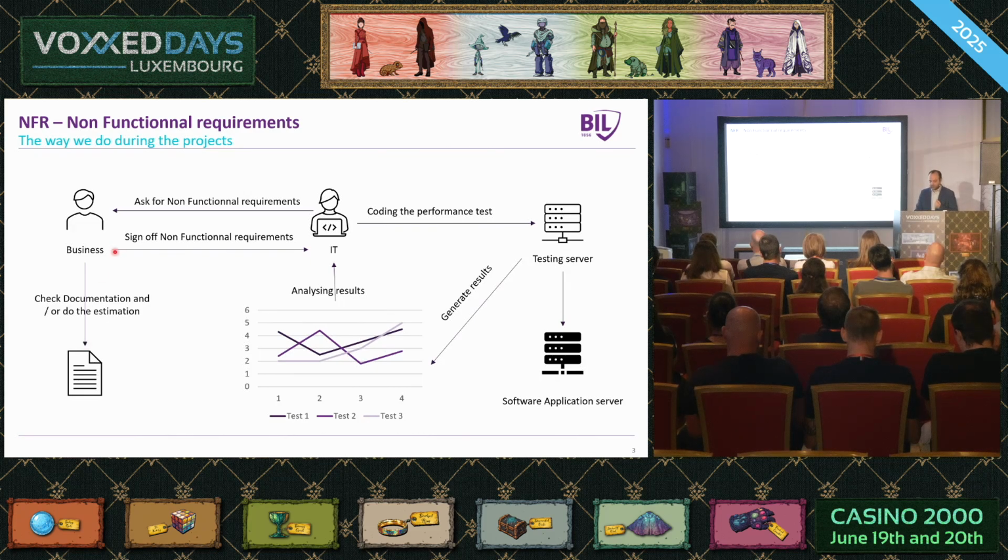And then both business and IT agree on the non-functional requirement. The IT codes the performance test of the application, generates the result, and analyzes it. Does it match? Does it not match? This is where we change the software, or we change the test. Of course, developers say it's always the tests which are wrong. Testers say it's always the software which is wrong. So this is just a match between developer and tester. This is the usual way we are doing the non-functional test, the performance testing.